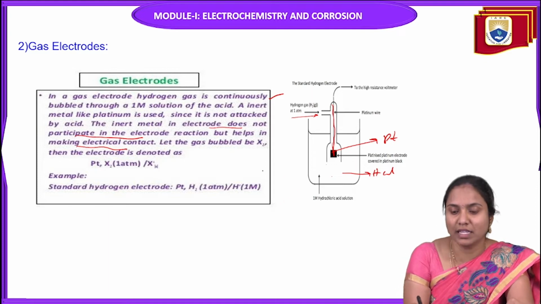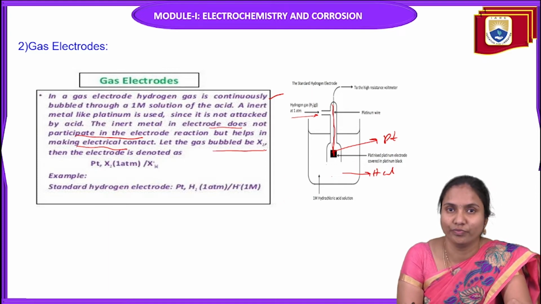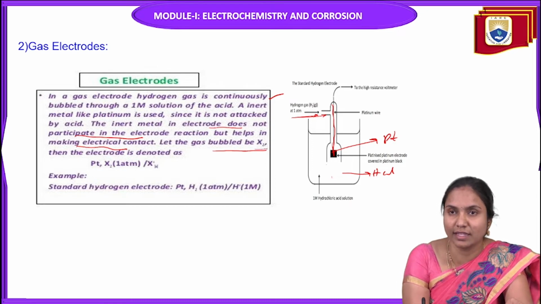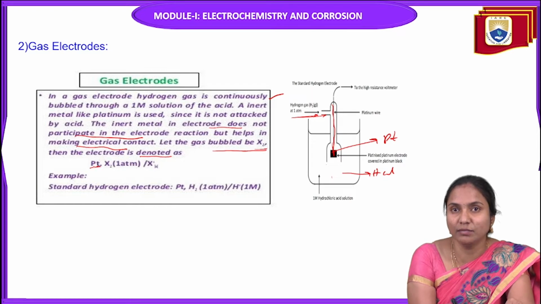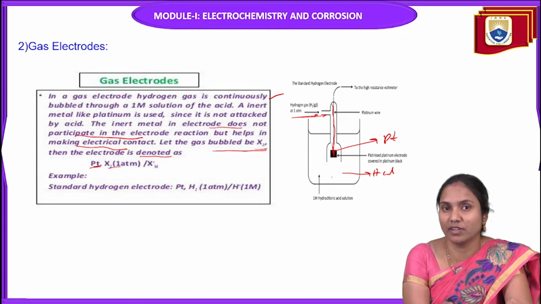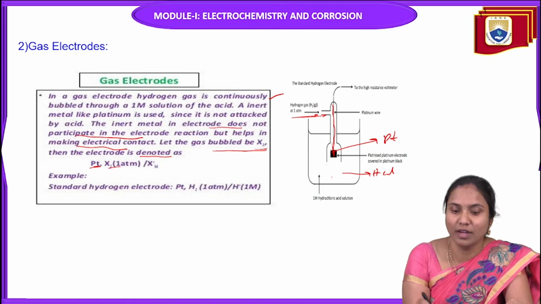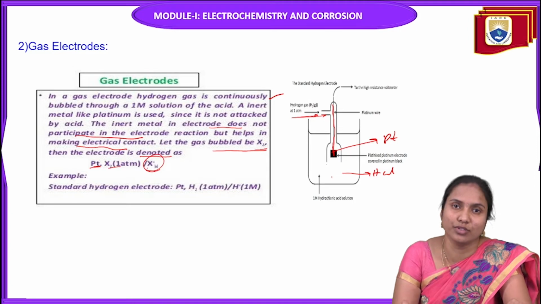So let the gas bubble here X2. Here we pass 1 atmosphere pressure of gas continuously through this glass tube into this HCl solution. So here it is considered X2. And then the electrode is denoted as platinum. It acts as an inert electrode, and here 1 atmosphere pressure of hydrogen gas passes through this glass tube, and this is the HCl solution.